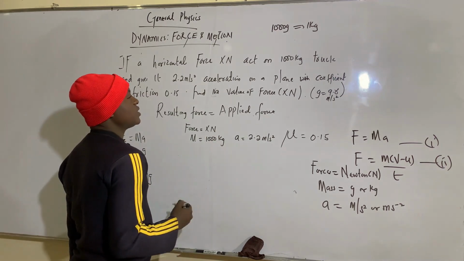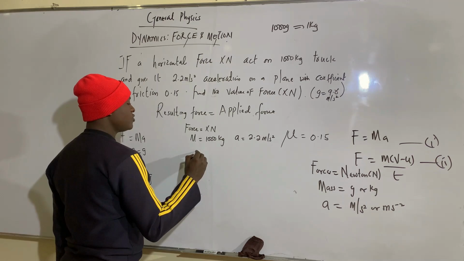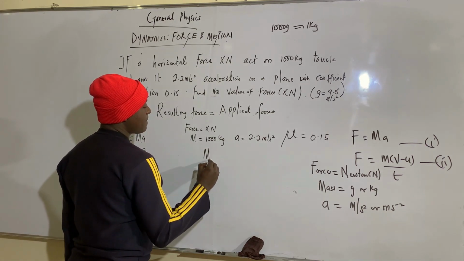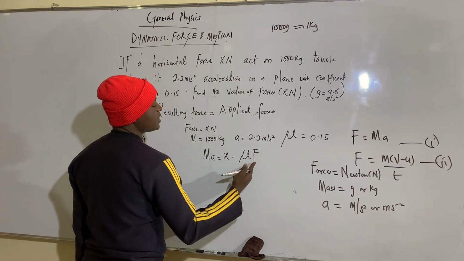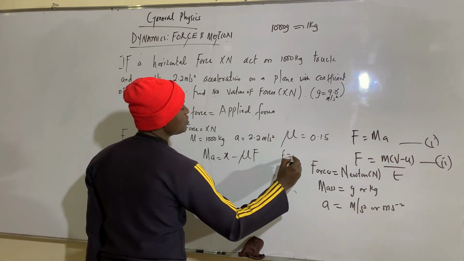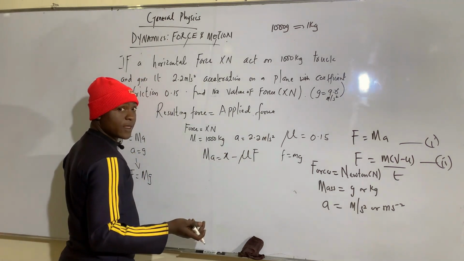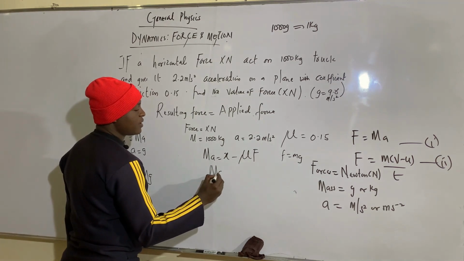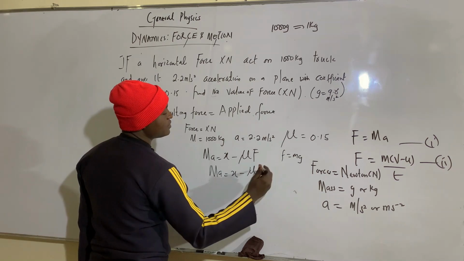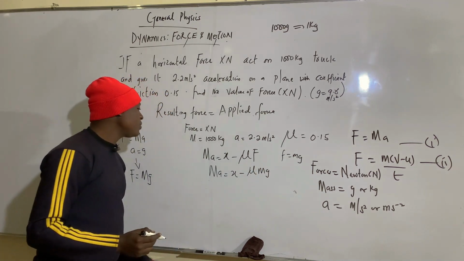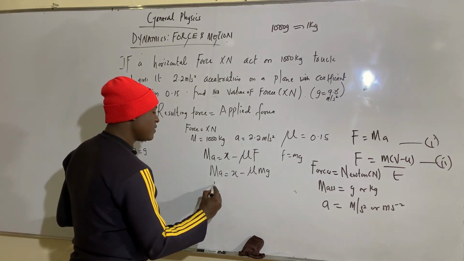I told you earlier, the resulting force must be equal to the applied force. Meaning we have F, which is ma, equal to x minus mu times F, where this F is going to be equal to mg. Because the resulting force must be equal to the applied force, down here we have ma equal to x minus mu times F, with F equal to mg. So now, by making x the subject of the formula, if I collect the like terms, that means we have ma.